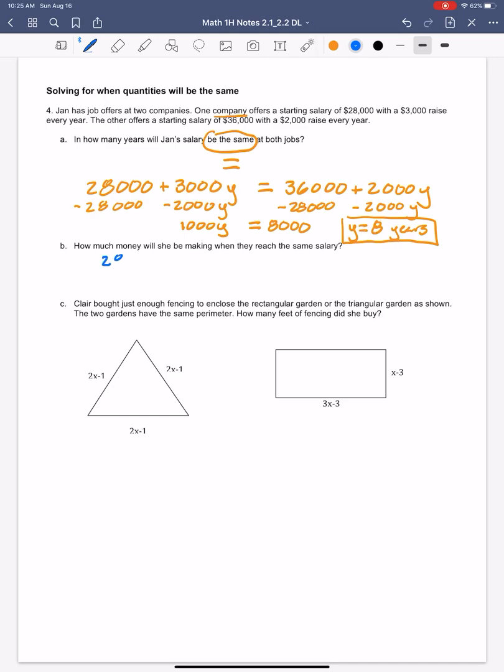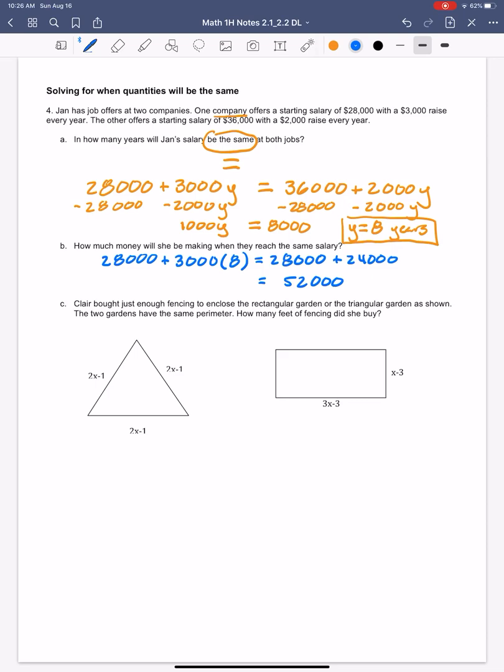I'm going to do 28,000 plus 3,000, but in the 8th year. So I'm going to plug in 8 for y. That's going to be 28,000 plus 24,000, which is going to give me a grand total of 52,000. So the big part there is when it says be the same, right? We're setting these two expressions equal to each other. That's what's going to happen in the next one down here below, the last one.